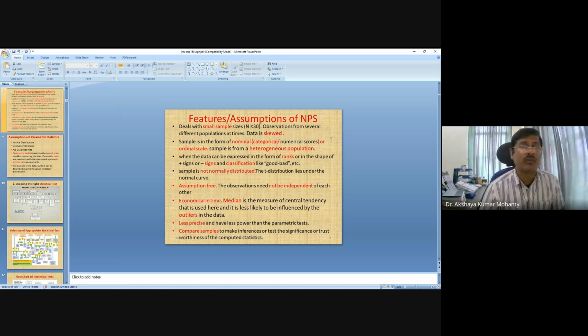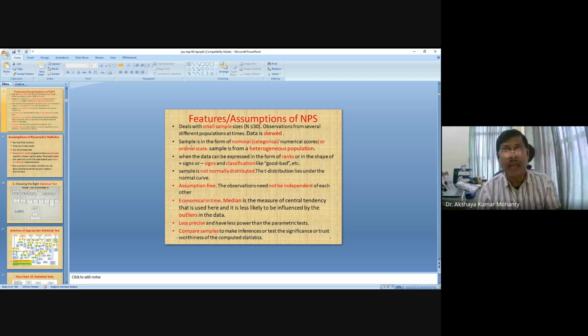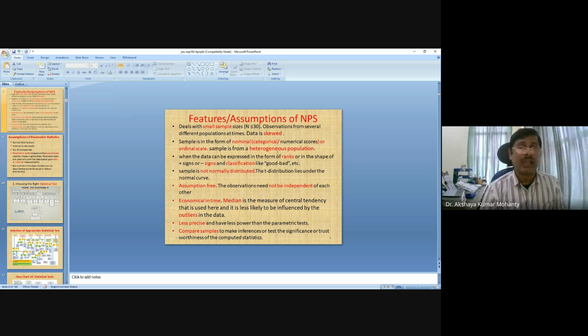And observations from several different populations at a time. Data is skewed. It is not normally distributed. It is skewed data, isn't it? Already I told in the introduction part that NPS does not have normally distributed data. So it is skewed data. And the second one is that the sample is in the form of nominal and categorical.